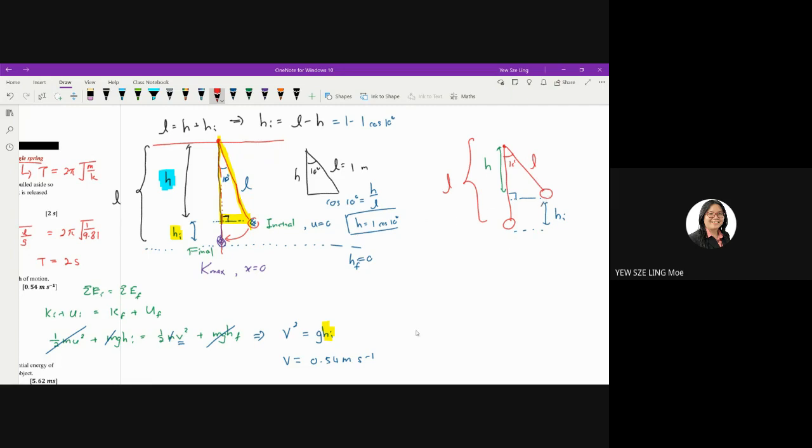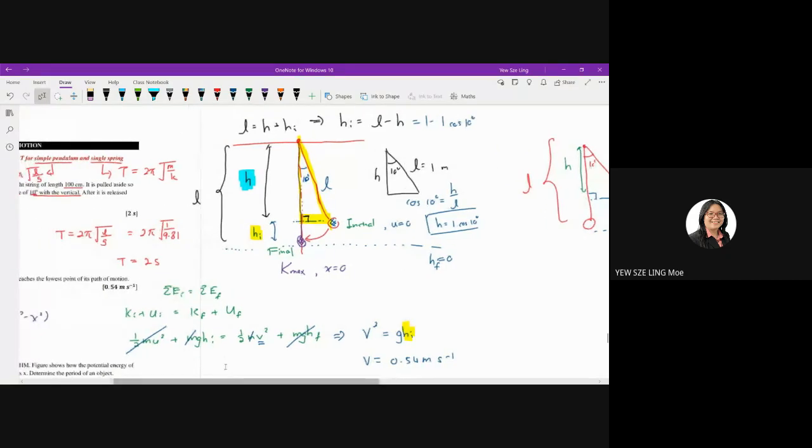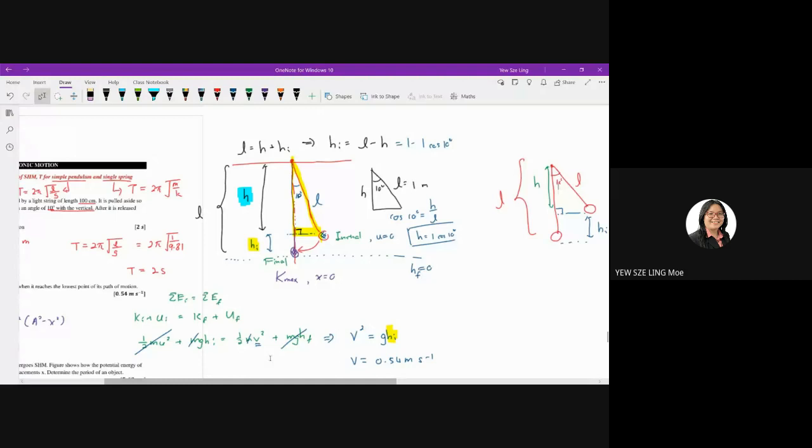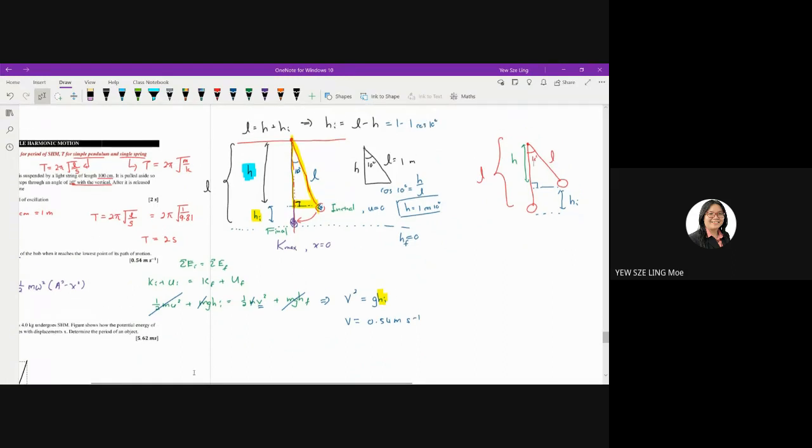So I give you few minutes to write it down. This question is slightly more complicated, so I will give you more time to write it down. After you write it down, we will proceed to the next question. Kita akan ke soalan seterusnya kalau kamu dah habis salin. So make sure you understand.